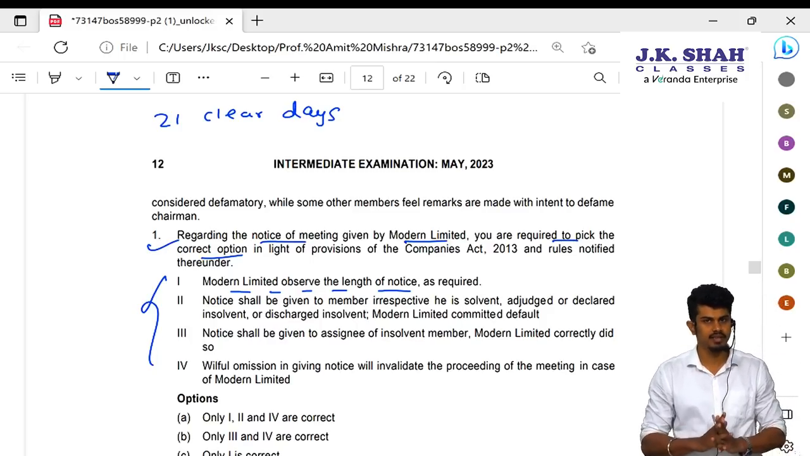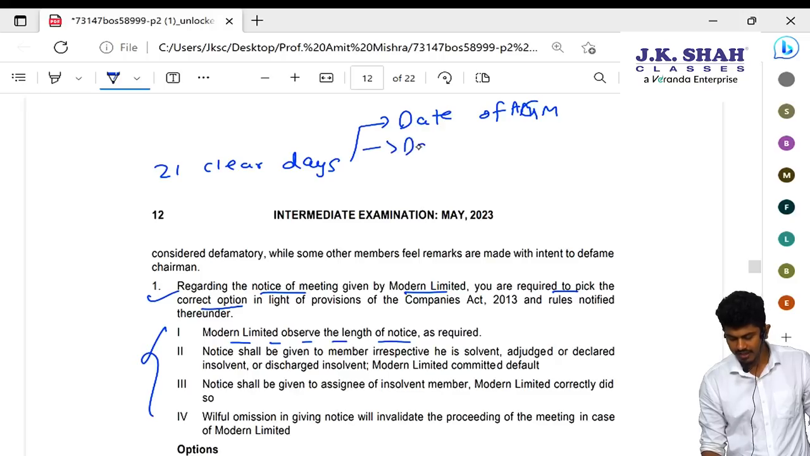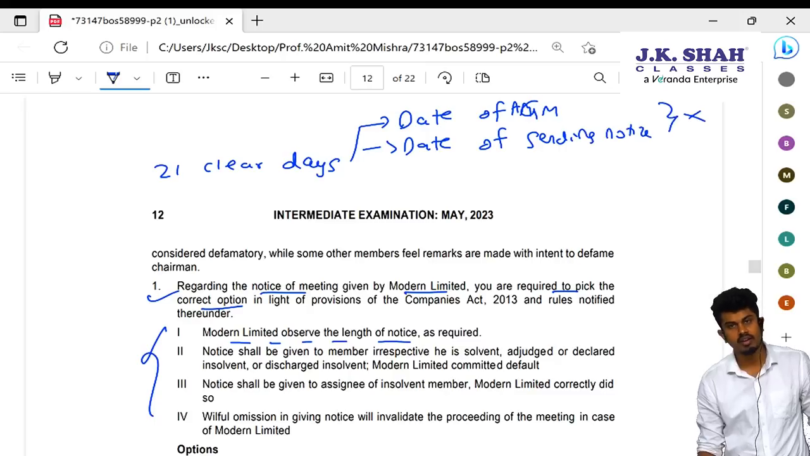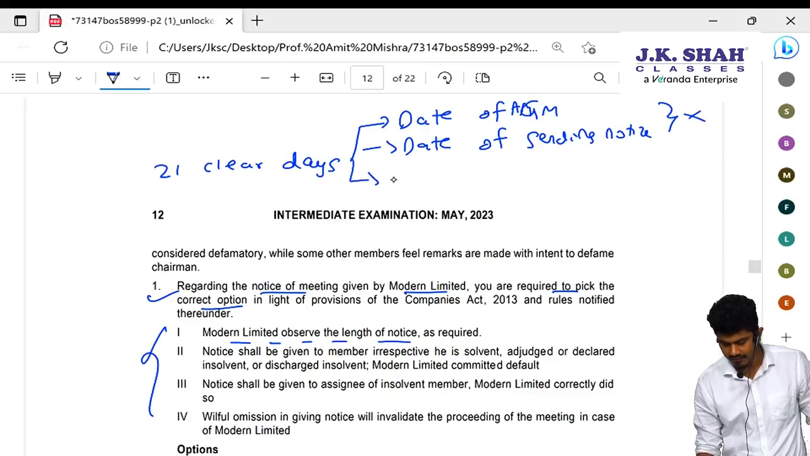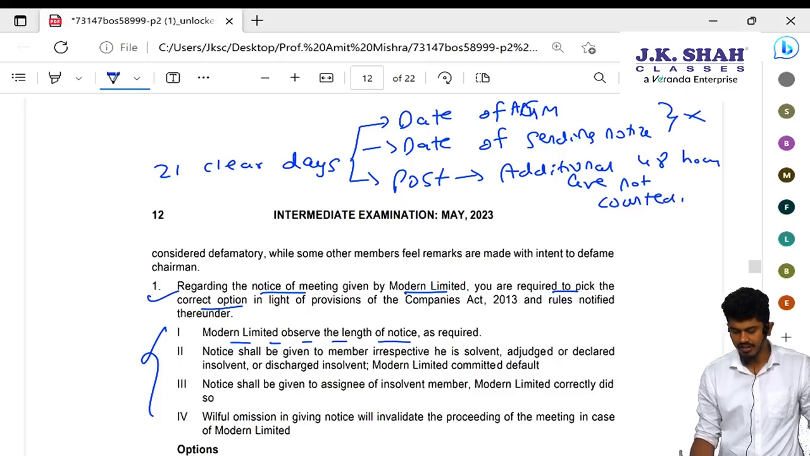Simple, easy. Now for clear days: the date of AGM and the date of sending notice will not be counted, a yes or no. And again, if the notice is sent by post, additional 48 hours are not counted, a yes or no.